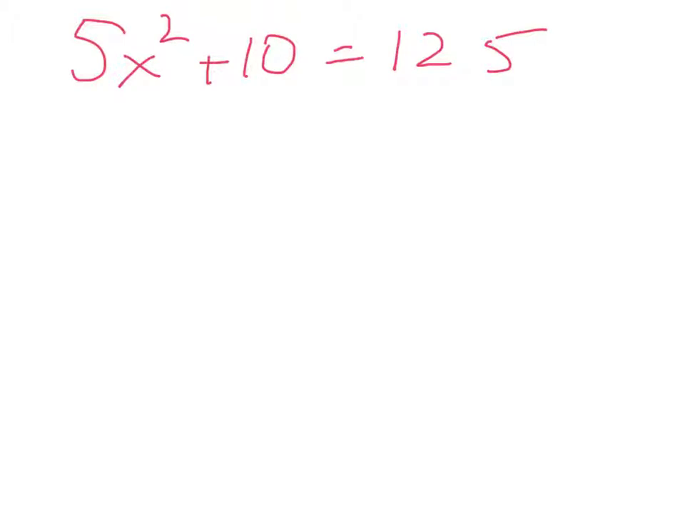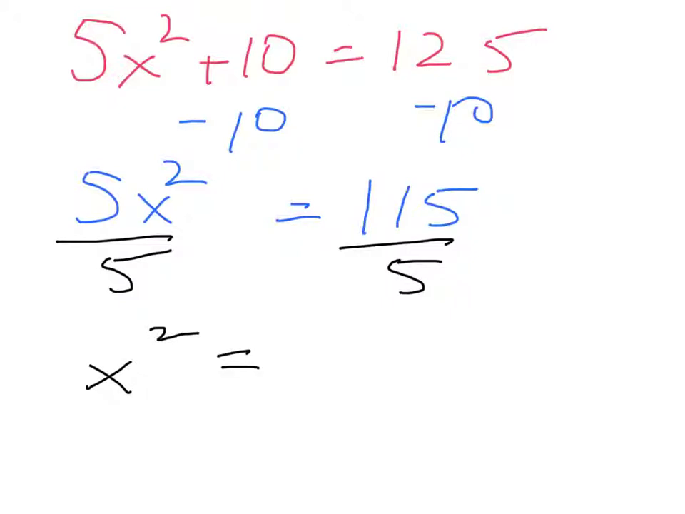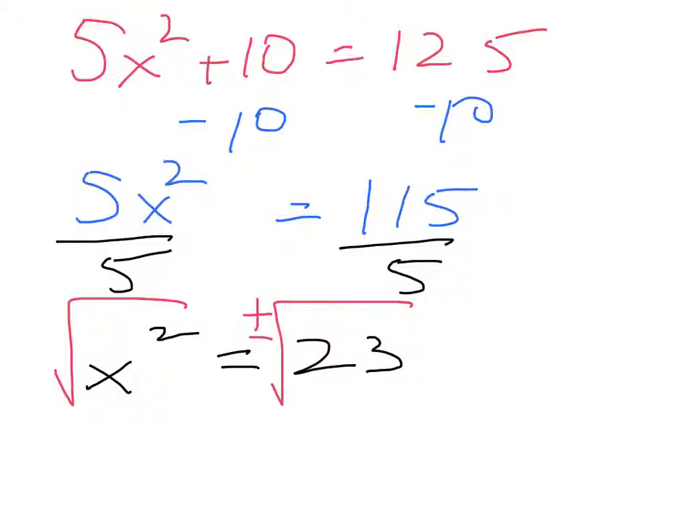I think this now becomes a fairly simple algebra problem. I will subtract 10 from both sides, and I have 5x squared is equal to 115. I think I will divide by 5. I get x squared is equal to, oh, I don't know, what's that? I'm going to use my calculator, which you can't see. 23. So that's telling me I'll take the square root of both sides, but I have to do plus or minus, so I have x is equal to plus or minus the square root of 23.